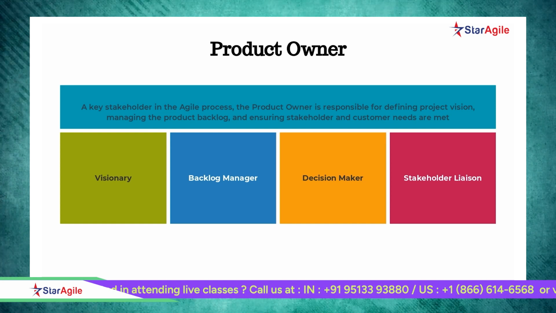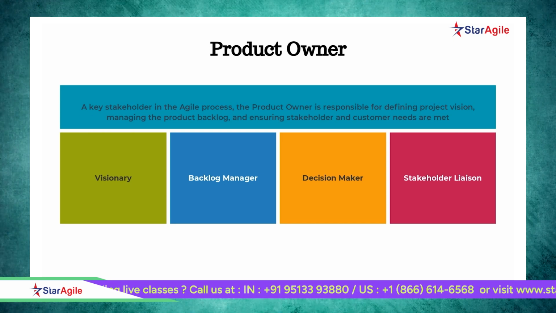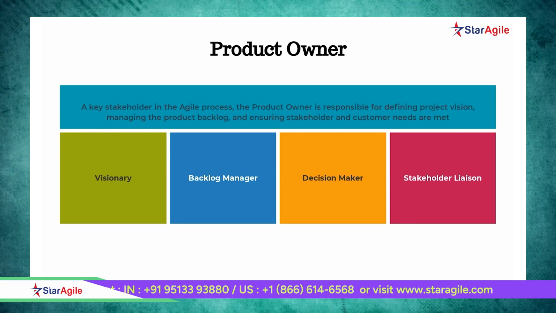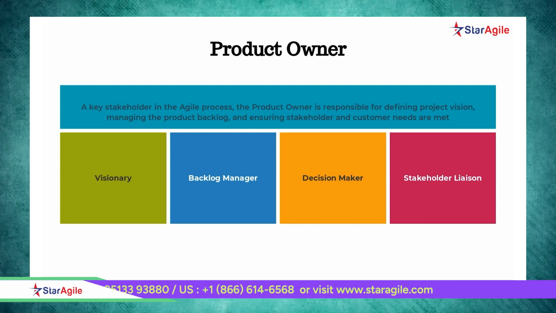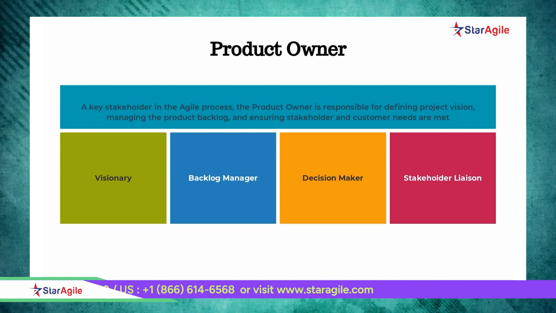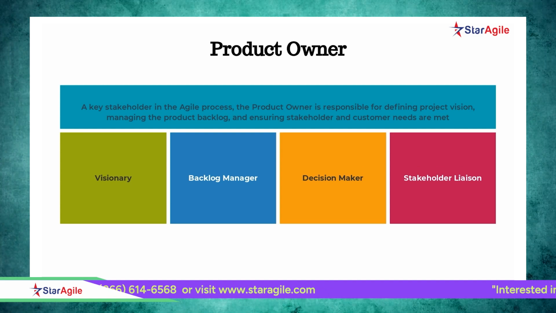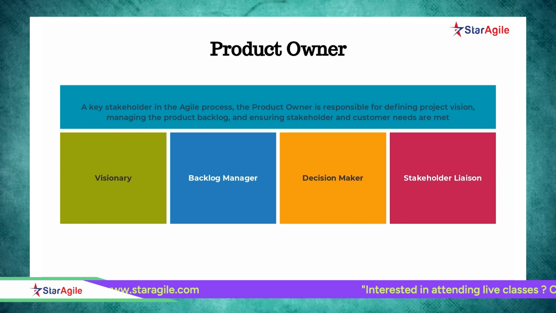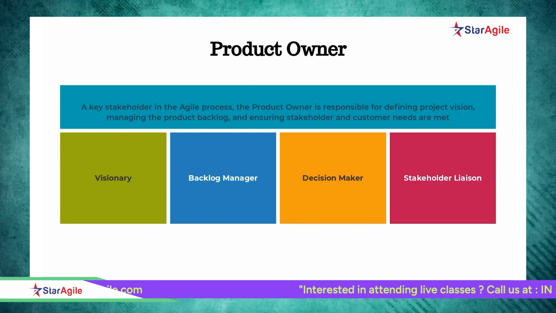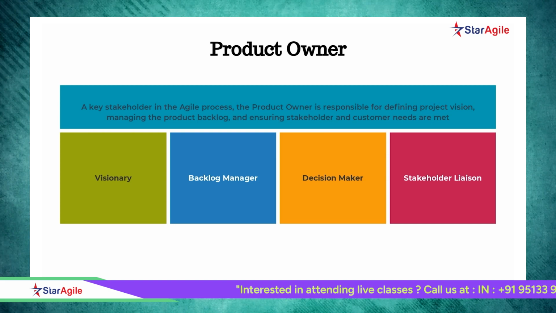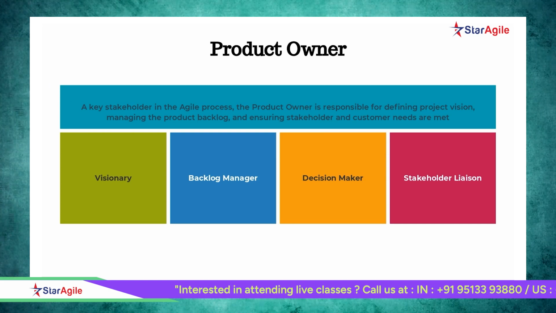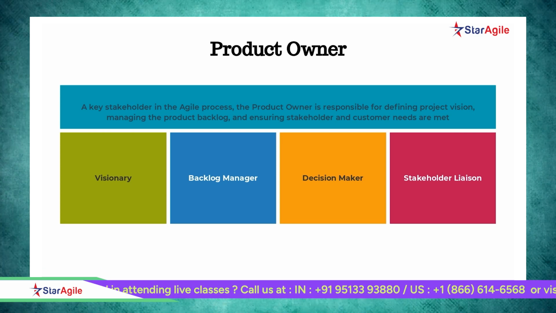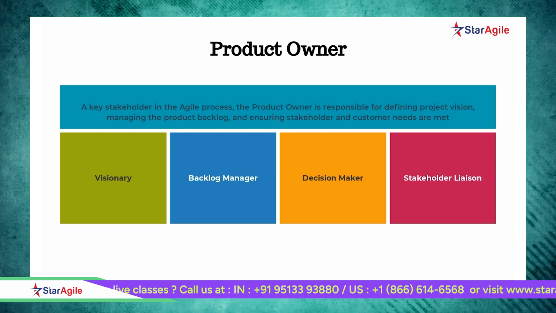As a backlog manager, the product owner takes on the responsibility of managing the product backlog, which is a prioritized list of all the work that needs to be done on the product. They assess each item's importance, urgency, and impact on the product's success, ensuring that the most valuable items are addressed first. The product owner collaborates with the stakeholders, including customers, users, and the development team, to gather and refine requirements for the product backlog items.